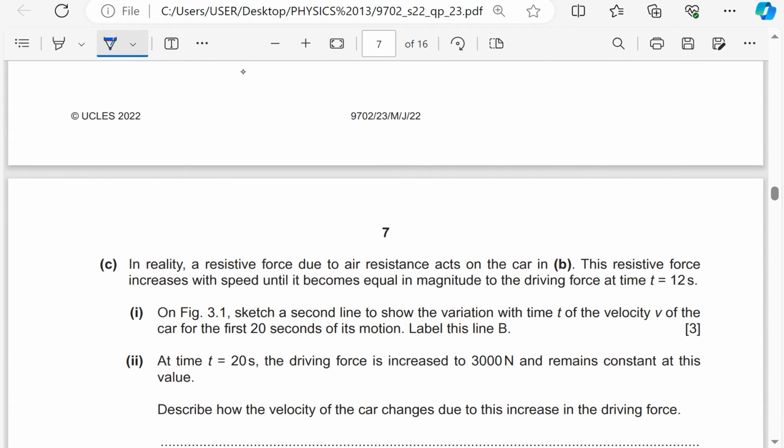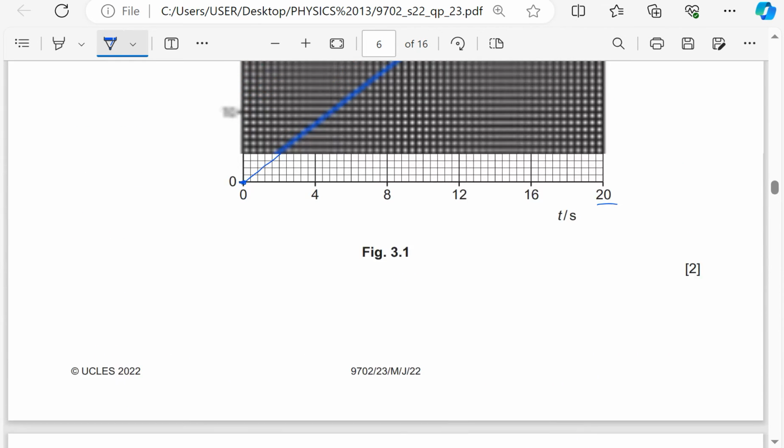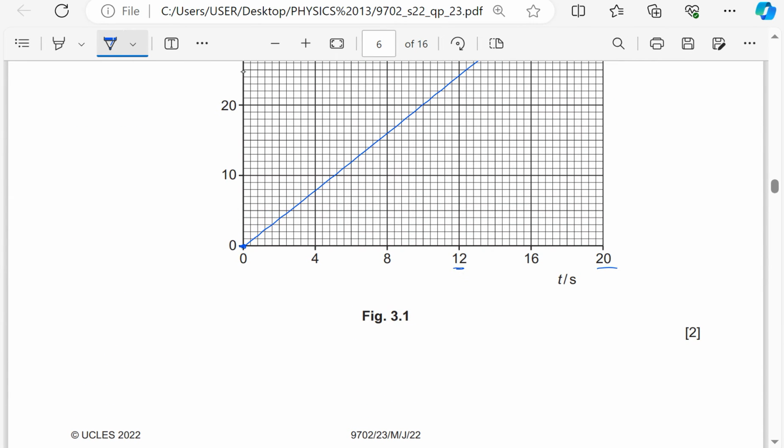In reality, a resistive force due to air resistance acts on the car in B. This resistive force increases with speed. So the force increases with the speed until it becomes equal in magnitude to the driving force at t equals 12 seconds. So at t equals 12 seconds, the driving force is equal to the viscous force. That means the acceleration is going to be 0, which means the speed becomes constant at t equals 12 seconds.